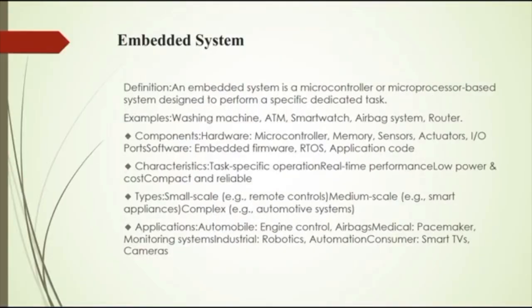Now the embedded system definition. An embedded system is a microcontroller or microprocessor based system designed to perform a specific dedicated task. The types of embedded systems are small scale like remote controls, medium scale like smart applications, and complex like automotive systems. The applications are automobile engine control, airbags, medical pacemaker, monitoring systems, industrial robotics, and so on.